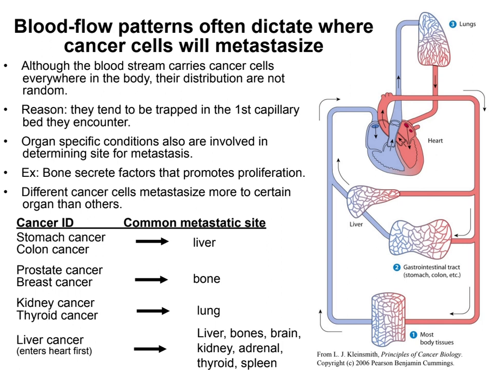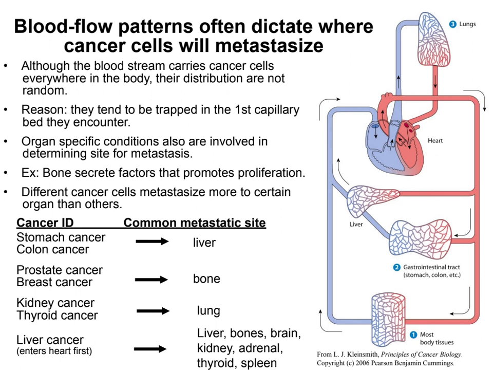So there's a flow and a direction for how this blood is moving through the body. It is possible that if you have a cancer in a specific area of the body, the cells can be trapped just in the first capillary bed that they encounter. Sometimes that is the case. And sometimes there are organ-specific conditions that can determine the site for the metastasis. For example, bones can secrete factors that promote proliferation, and certain types of cells might really respond to that and be able to kickstart the process to have increased proliferation and tumor formation.